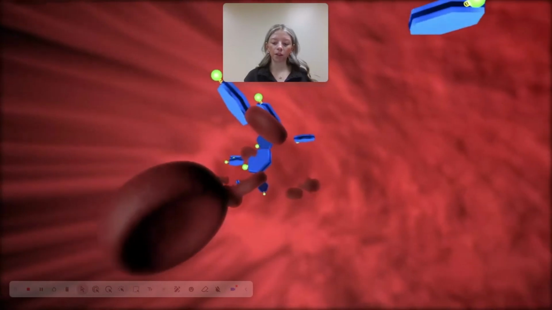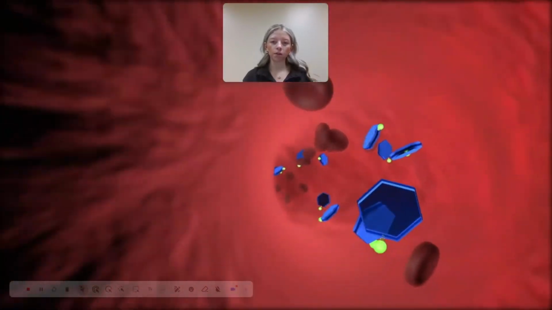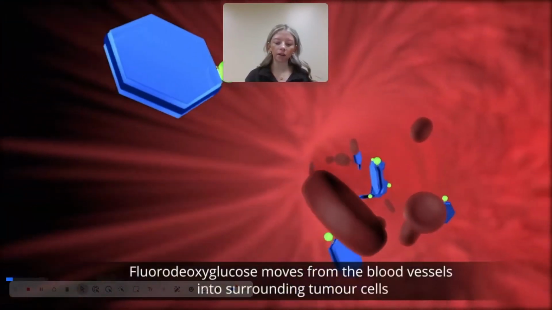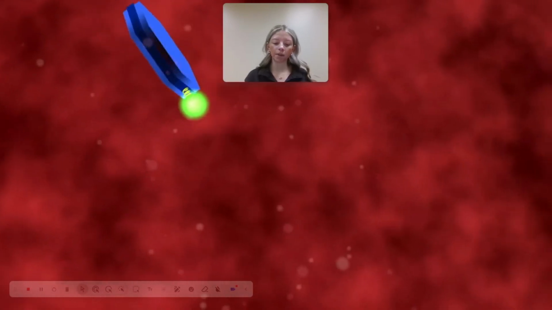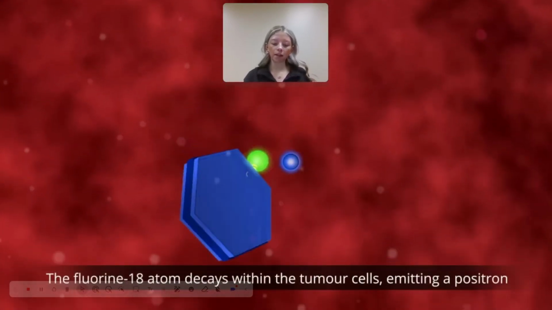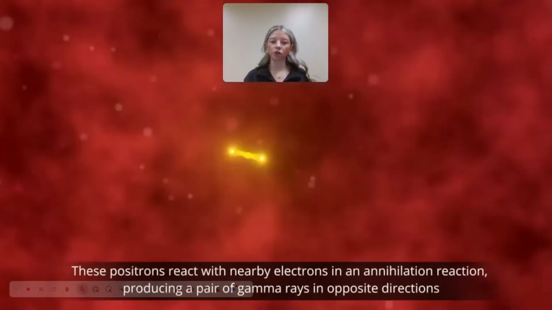Now we're entering the bloodstream to get a better look. The maroon discs here are the red blood cells. The hexagon with yellow tag are glucose molecules. In a PET scan, the scanner picks up the heavy metals. That's the glucose material, which is where the cancer and tumor is.